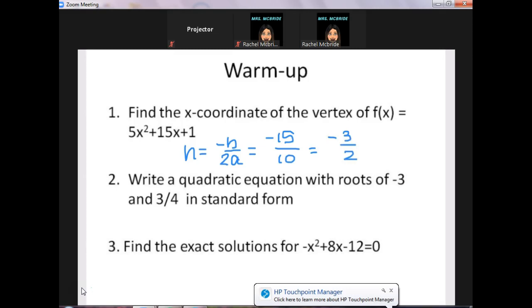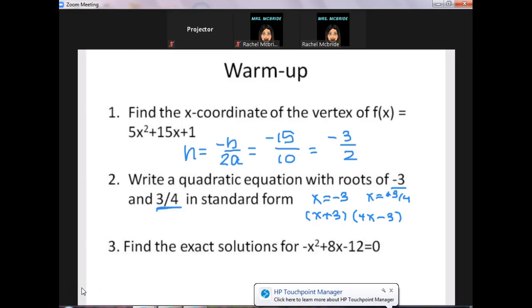And then it says write a quadratic equation with roots negative 3 and 3/4. So that's like saying x equals negative 3, so that becomes x plus 3. X equals negative 3 or positive 3/4. So you multiply both sides by 4 and subtract your 3. So in factored form, that's x plus 3 or 4x minus 3.